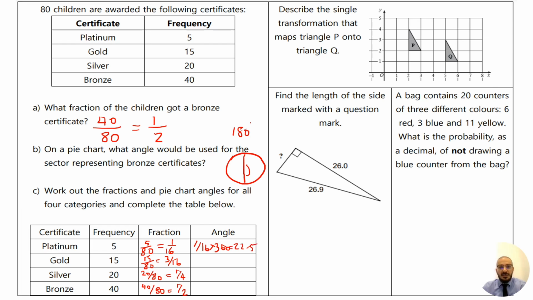Next one, 3 out of 16 multiplied by 360 is going to give me 67.5. By the way, I'm just using the calculator for these ones, guys, okay? A quarter of 360 is going to give me 90, and half of 360 will give me 180 degrees. There you go. Let me just rewrite this. We did 1 out of 16 times 360, and that's why we've got 22.5.